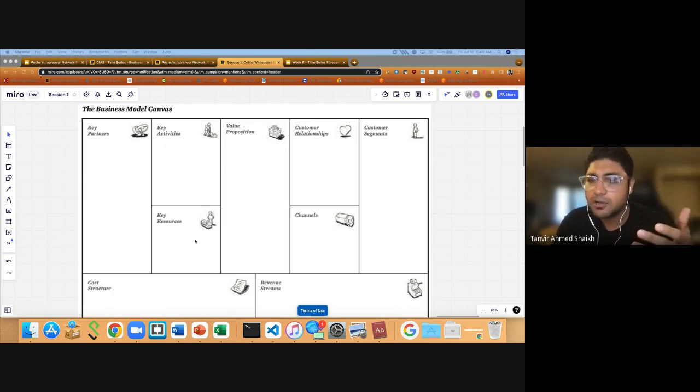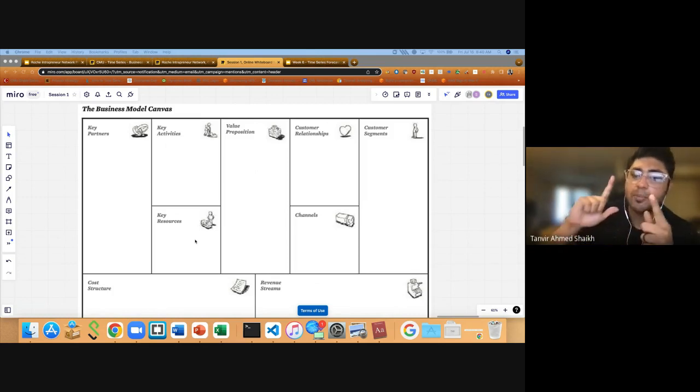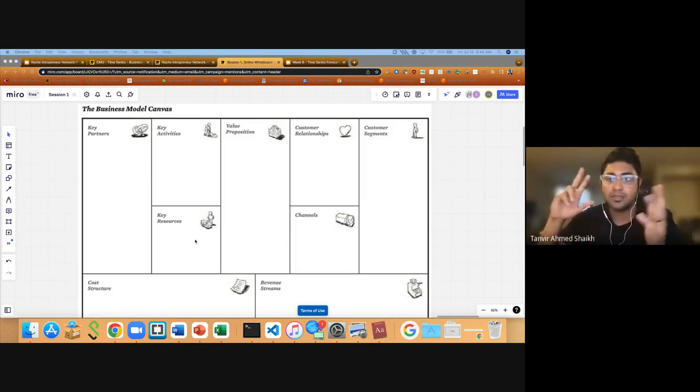Then what resources do you need? If you're running a bank, what do you need? You need so many things. You need infrastructure. You need partnerships with other banks. You need partnership with the government, things like that. Do you need certain resources?